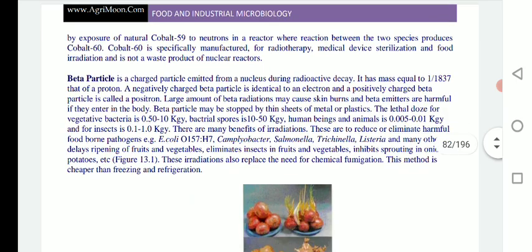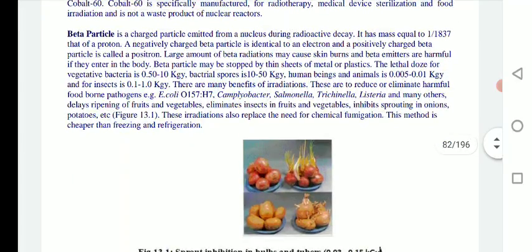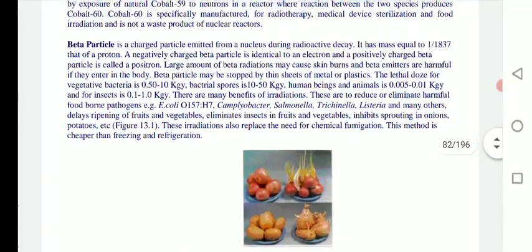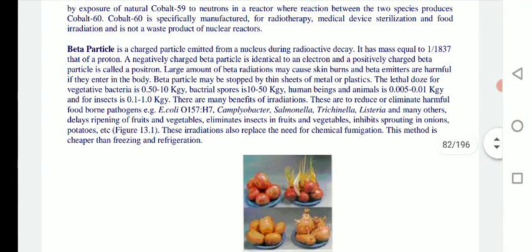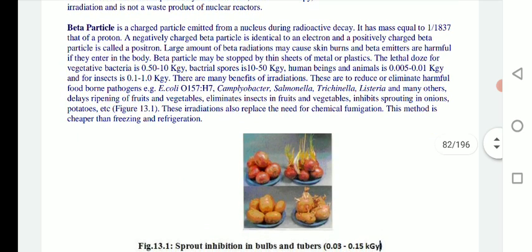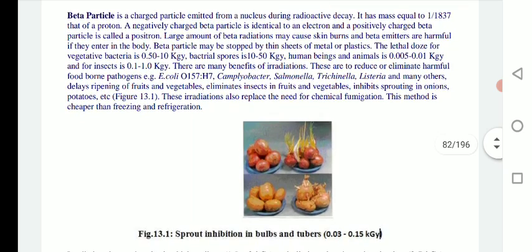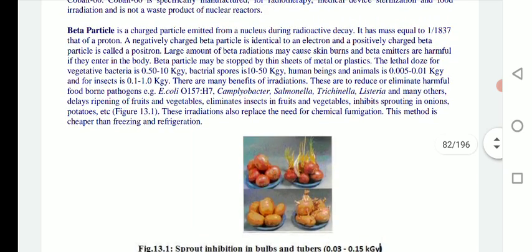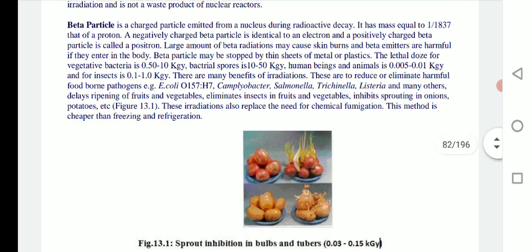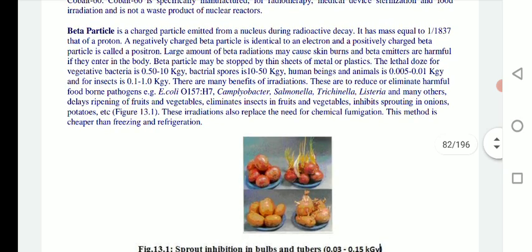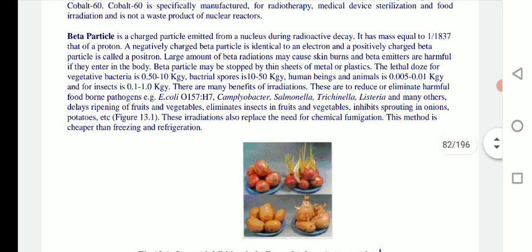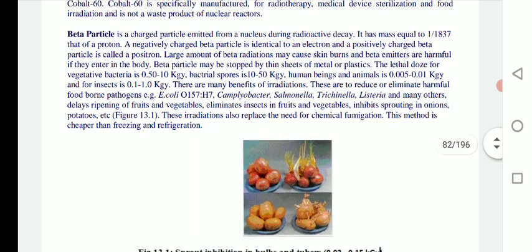It is not a waste product of a nuclear reactor. Then in the case of a beta particle, it is a charged particle emitted from the nucleus during radioactive decay, and it has a mass equal to 1 out of 1837 that of a proton. A negatively charged beta particle is identical to an electron, and a positively charged beta particle is called a positron.